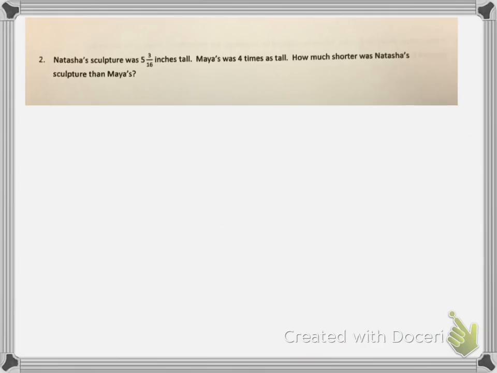All right, let's take a look at the next one, number 2. Natasha's sculpture was 5 3/16 inches tall. Maya's was 4 times as tall. How much shorter, there's that word shorter, was Natasha's sculpture than Maya's? All right, first I want to write this out as a multiplication problem. Natasha's sculpture was 5 3/16 inches. So this is Natasha. Okay, this is going to be N. Okay, Maya, here's Maya's, was 4 times as tall.